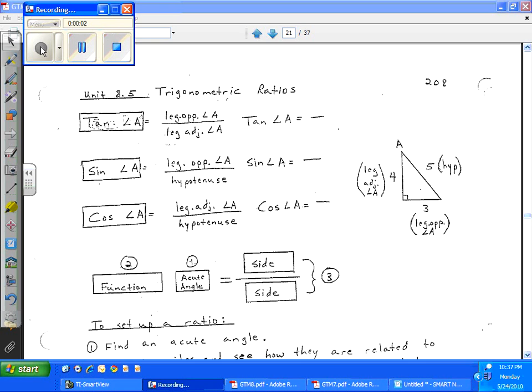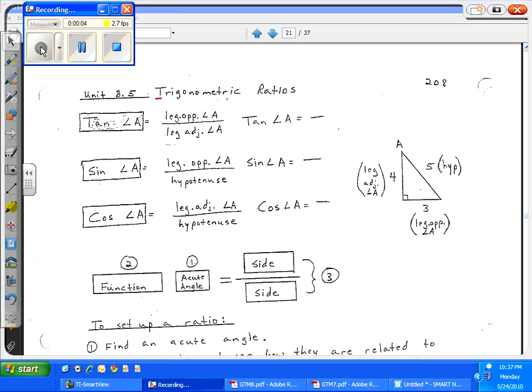Unit 8.5 is trigonometric ratios. We're going to talk about the tangent ratio, the sine ratio, and the cosine ratio.